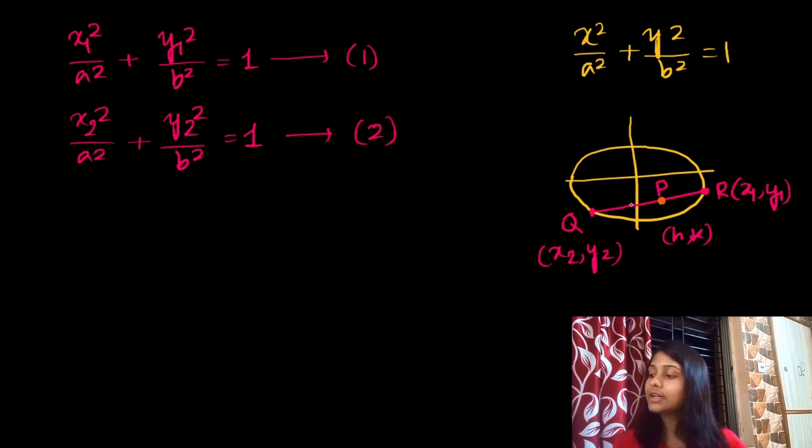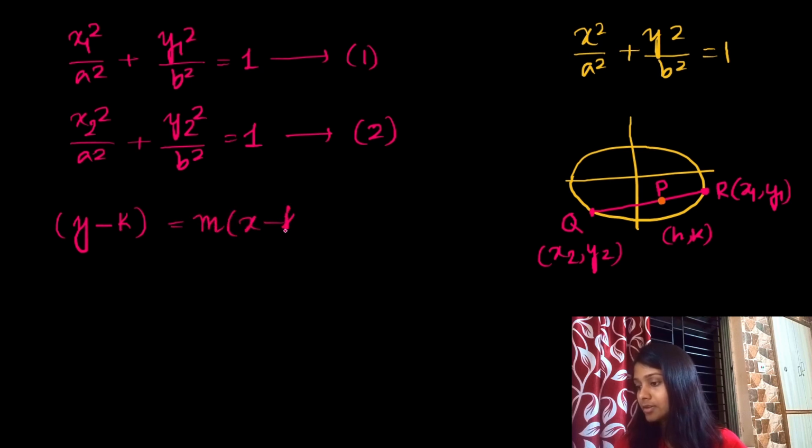Now we need to find the equation of this straight line. The equation of a straight line can be written as y minus k equals m times x minus h, and we know that the straight line passes through the point (h, k), so it has a form like this. This must be the equation of the chord, where h and k are known as it is given already, but we do not know the m. We need to find m from the fact that P is the midpoint of QR.